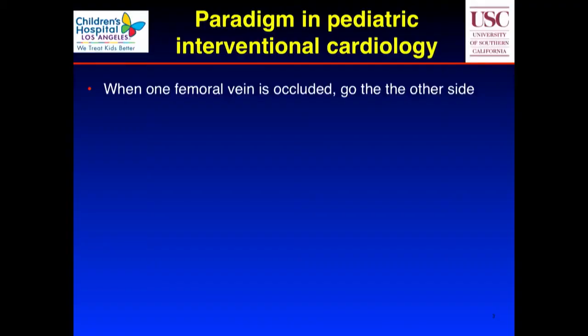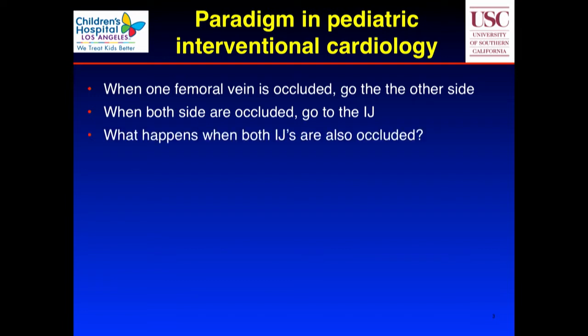vessels. So when we are in the cath lab or in the interventional radiologist suite, when you lose one femoral vein, the natural paradigm is we'll go to the other side, and we do that. When both sides are gone, you might then go to the internal jugular vein. What happens when both are gone and both femorals are gone? Now you're really stuck, right?